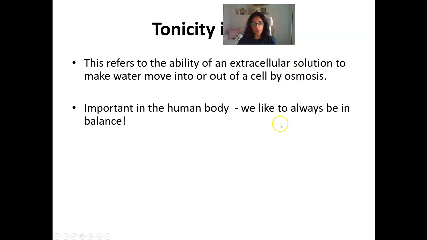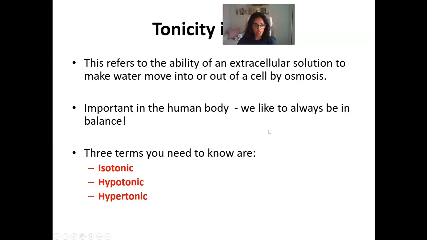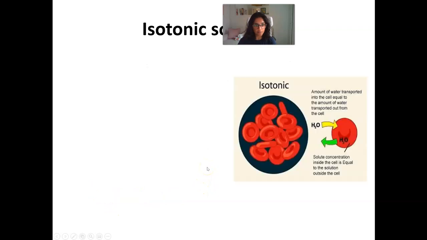Now, the reason why we want to study this and why it's important is because the human body likes to be in balance. You know, on a hot day, if you are losing water, you don't feel great, and if you have too much water, then you have the urge to get rid of it through urination. There are three key words in relation to tonicity that we need to know about, and these are isotonic, hypotonic, and hypertonic, and we're going to talk about each of those in turn.